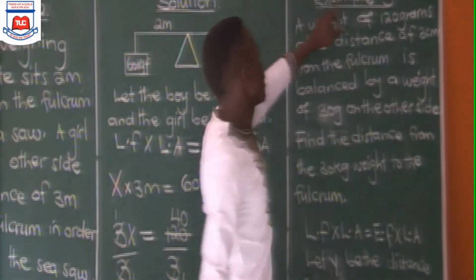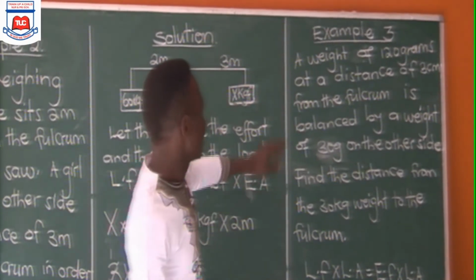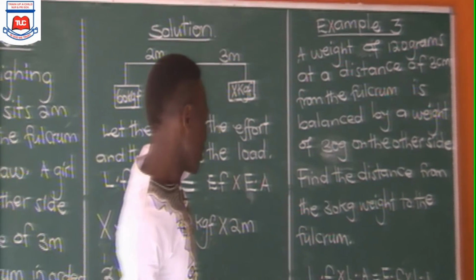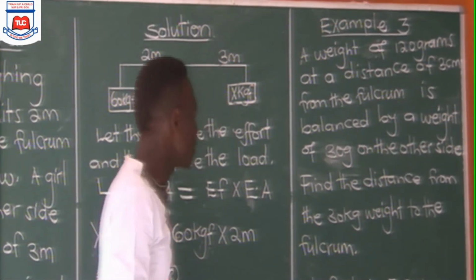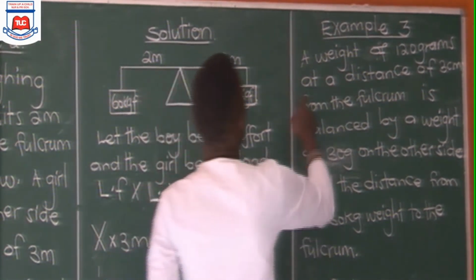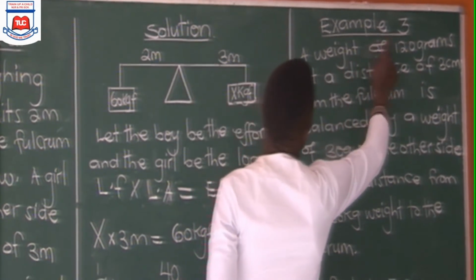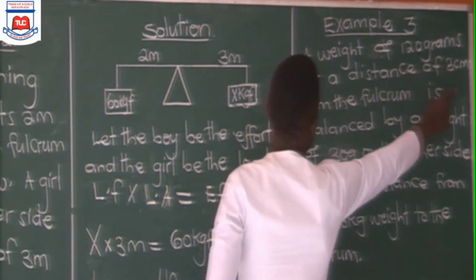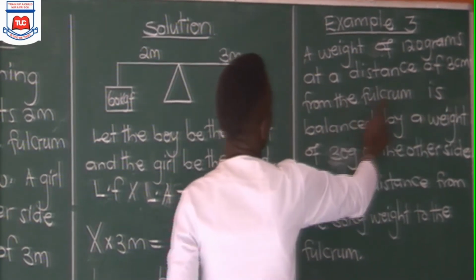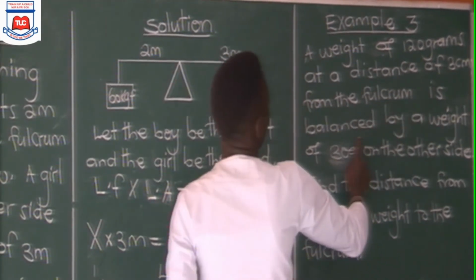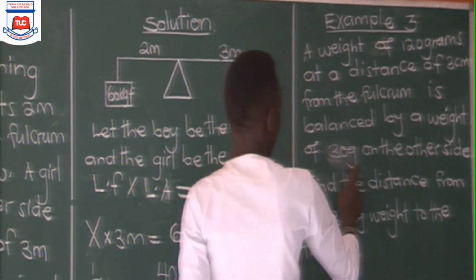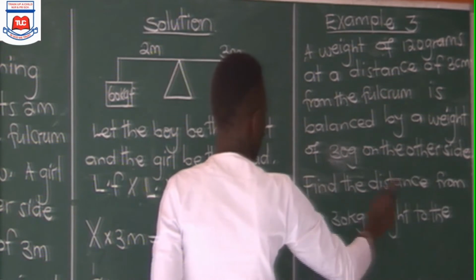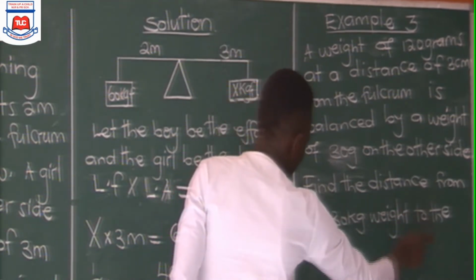So we have here example 3. For this case, we are looking for the distance. We're not looking for the weight, we are going to look for the distance. Example 3 says, a weight of 120 kilograms at a distance of 3 meters from the fulcrum is balanced by a weight of 30 kilograms on the other side. Find the distance from the 30 kilogram weight to the fulcrum.